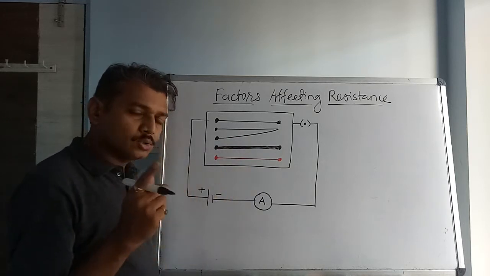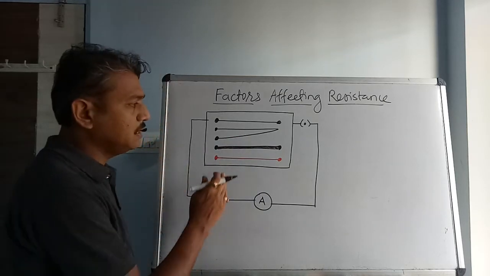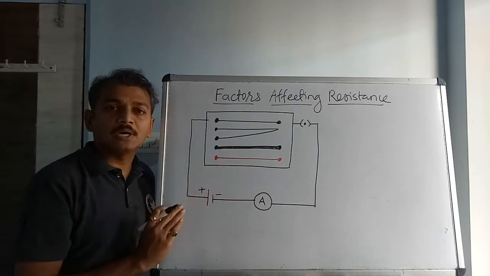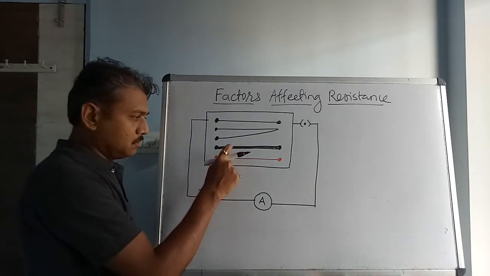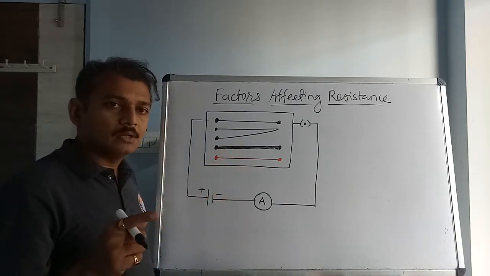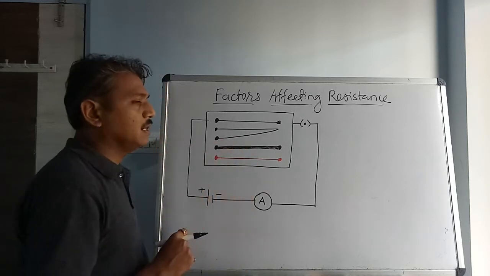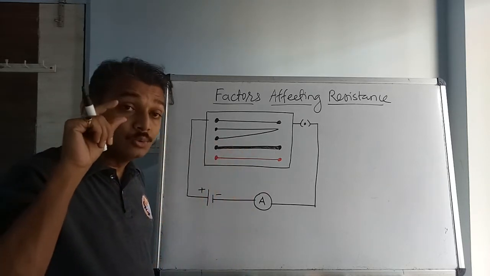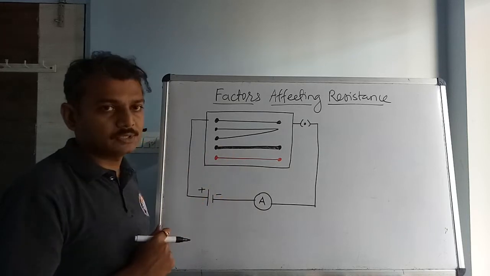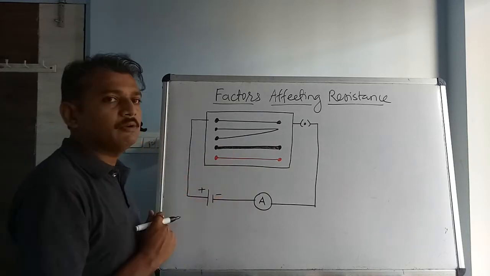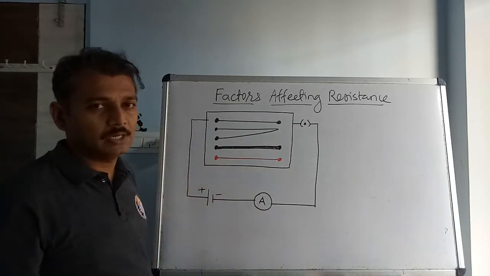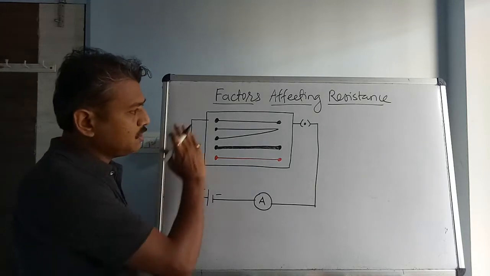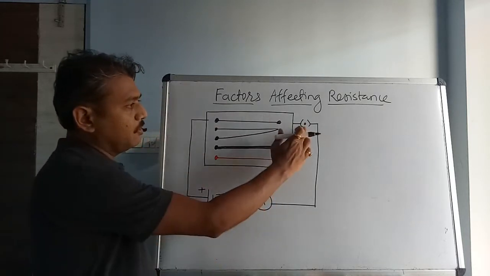The third wire is also of the same material. That's why I have tried to keep the color also the same. The third wire is also of the same color. The difference is that the third wire has double the volume of the first one. And the fourth wire which we have used is of a different material. So now this is the circuit made.